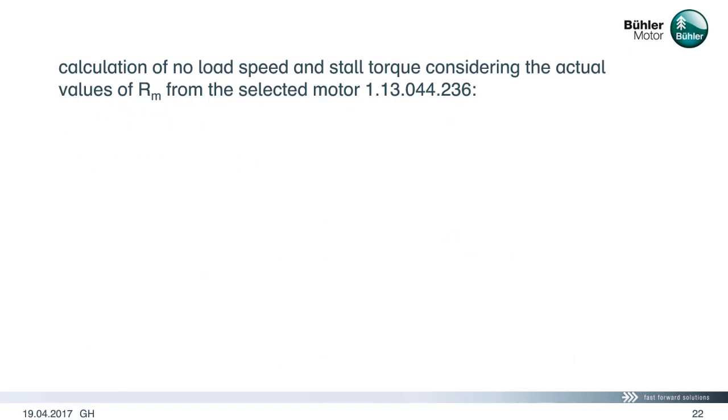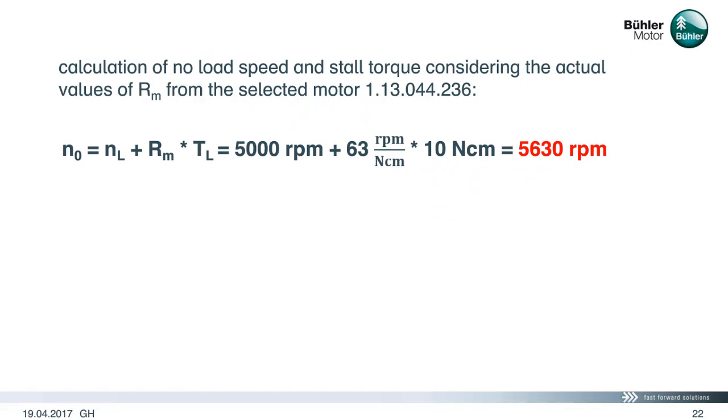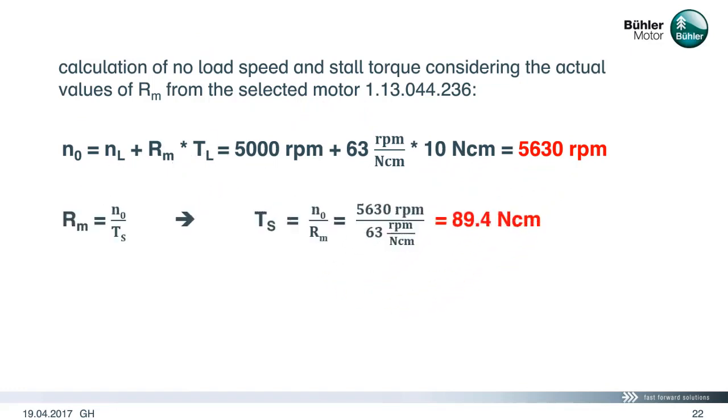Calculation of no load speed and stall torque considering the actual values of R sub m from the selected motor 1.13044-236 shows a no load speed of 5,630 rpm. From the relation of no load speed divided by stall torque being R sub m, we can change this into the calculation for the stall torque being no load speed divided by R sub m. We result in a stall torque of 89.4 Newton centimeter.